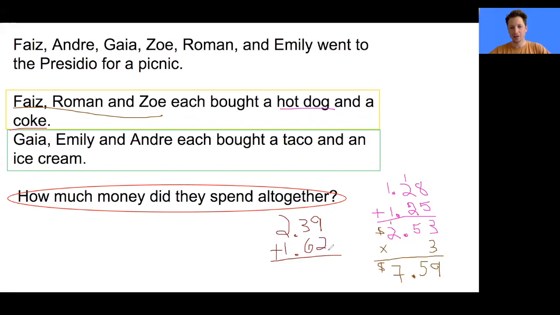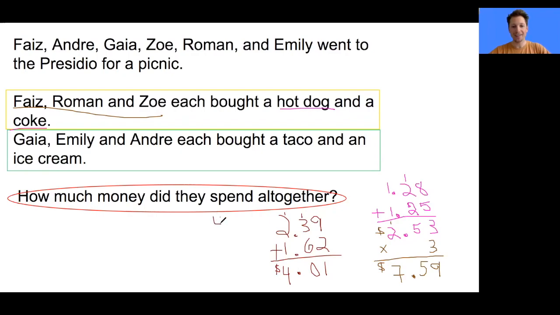$1.62. So now I have to do this addition. 9 plus 2, that's 11. Carry the 1 up here. 1 plus 3, that's 4. 4 plus 6, that's 10. I'm going to put the 0 down below. I'm going to mark the 1 up top and carry down the decimal point. 1 plus 2 is 3. 3 plus 1 is 4. Remember that these are dollar signs. Now this $4.01 is for one person.